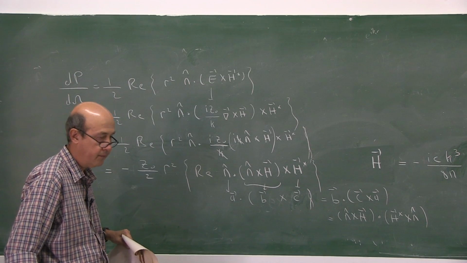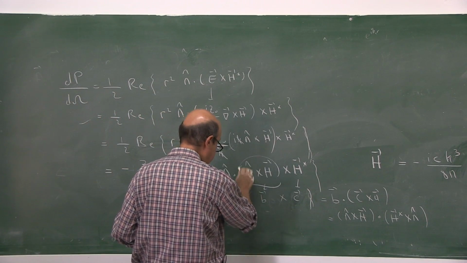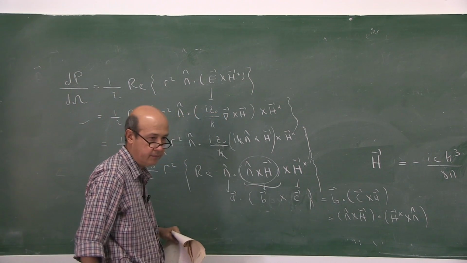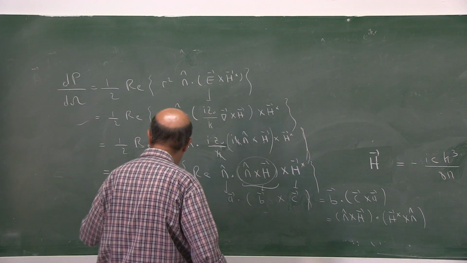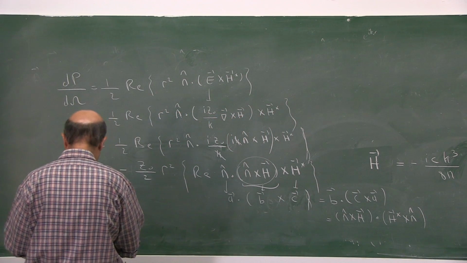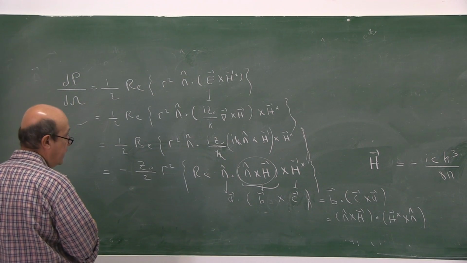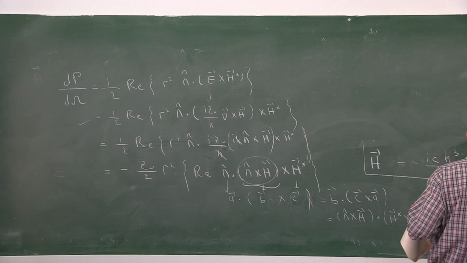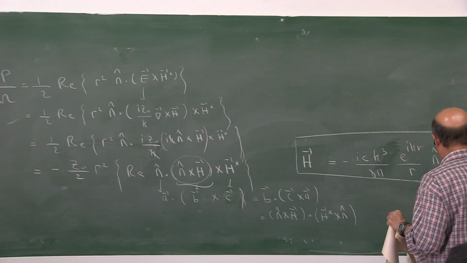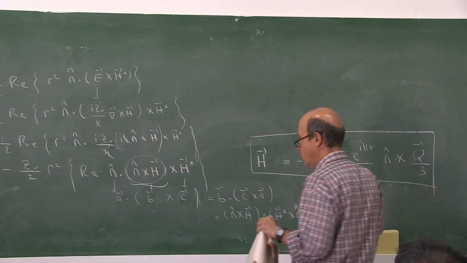Okay? I call this stuff over here B. So B dot C cross A is this. If you switch the order, this negative will be positive. And if you put the value of the H, where is the H? H is there. What you are going to obtain? The power emitted per solid angle.